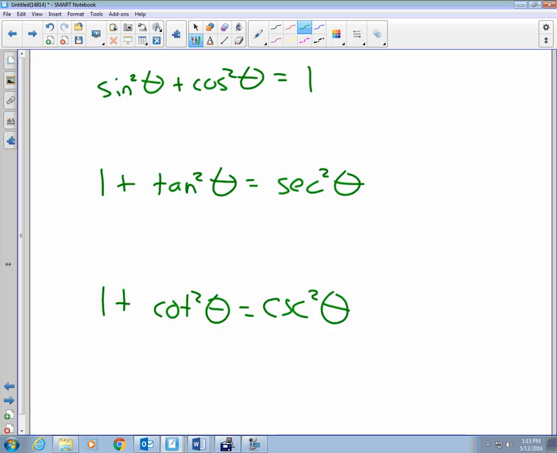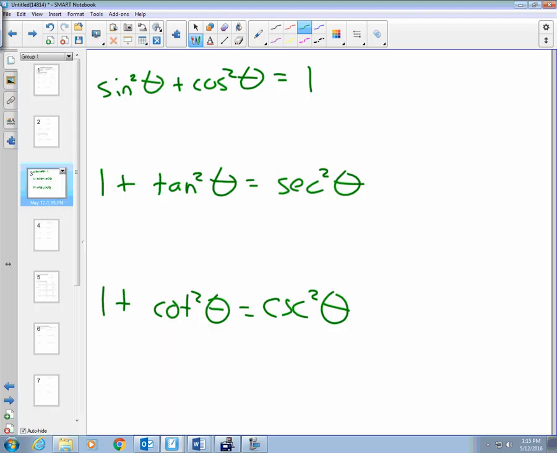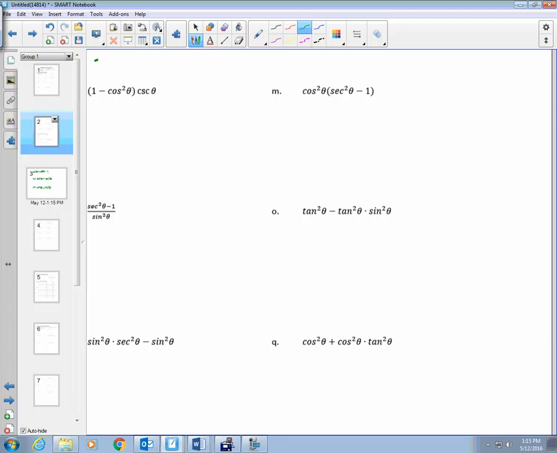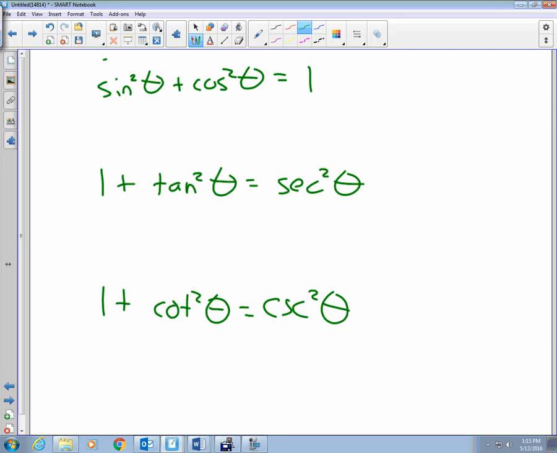So you can see that these formulas have variations in how we write them. For example, I'm going to take this first formula and make it look like this. It's important you see this, otherwise you won't have any idea what you're doing. See how this has a 1 minus cosine squared? How can I make that happen with this first formula? If I subtract the cosine squared over to both sides, I come up with a new formula. The new formula says sine squared of theta is equal to 1 minus cosine squared of theta. Agreed?